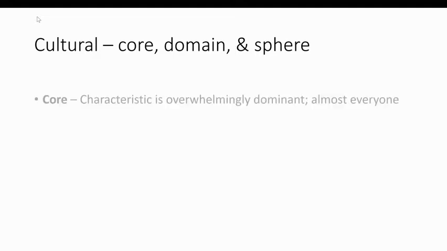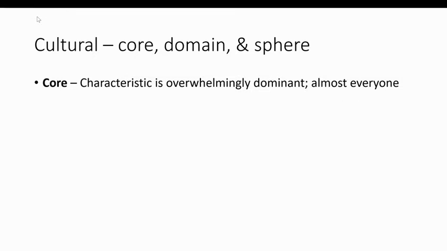All right, next concept, cultural core, domain, and sphere. So you're going to be doing 3 key term cards here. So let's start with a cultural core. Cultural core is a characteristic that is overwhelmingly dominant. So what we're going to show you here is a map, and whatever that characteristic is in that particular place, wherever the core is, almost everyone fits that cultural characteristic. And usually if you want to quantify this and put a percent to it, you're talking about over 90%. So the characteristic is overwhelmingly dominant in this particular area. We would call that the cultural core.